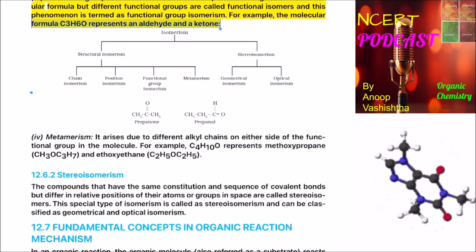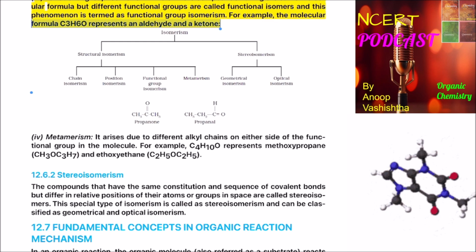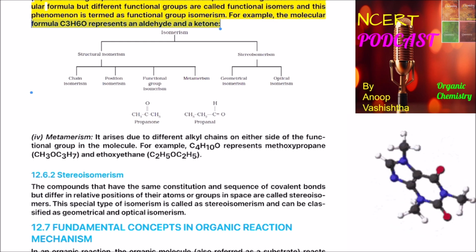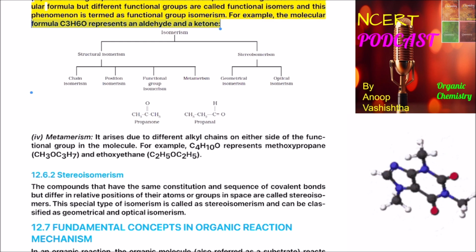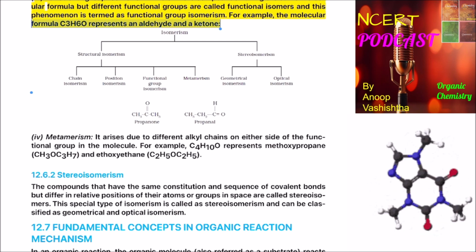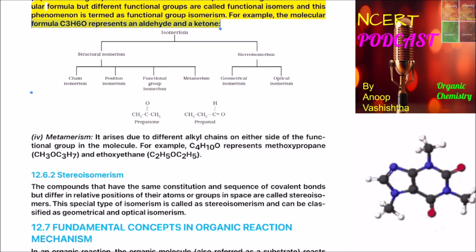Isomerism: structural isomerism, including chain isomerism, position isomerism, functional group isomerism, and metamerism. Stereoisomerism, including geometrical isomerism and optical isomerism.